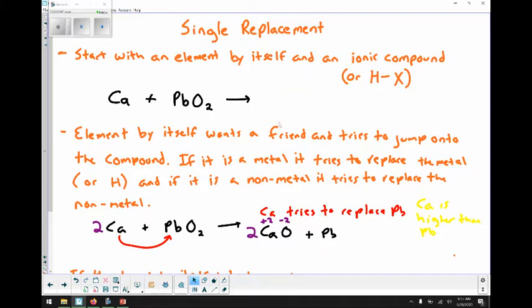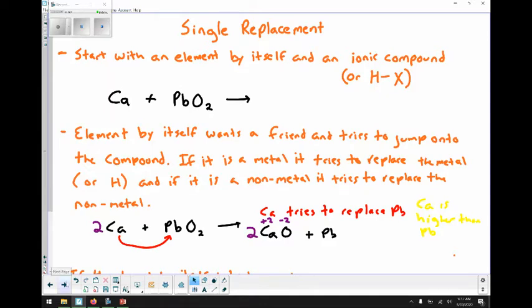And these rules are called an activity series. Basically, it shows which metals and nonmetals are stronger than other ones. The stronger you are, the more you get to kick another metal off a compound. In our case, calcium is higher on the activity series. It's more attractive than lead. So the calcium is actually going to kick that lead off and end up with the oxygen, and the lead is going to have to go cry in the corner.